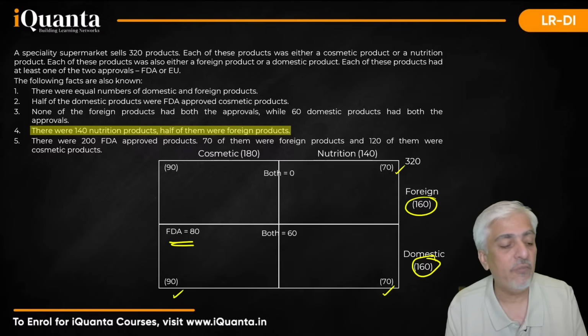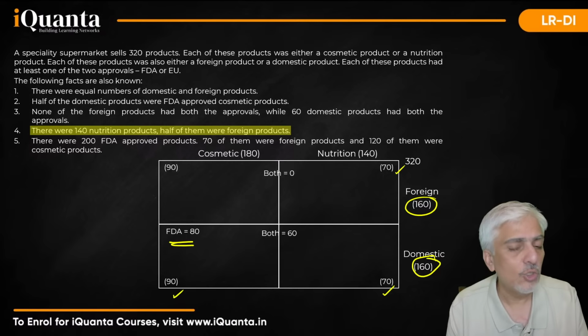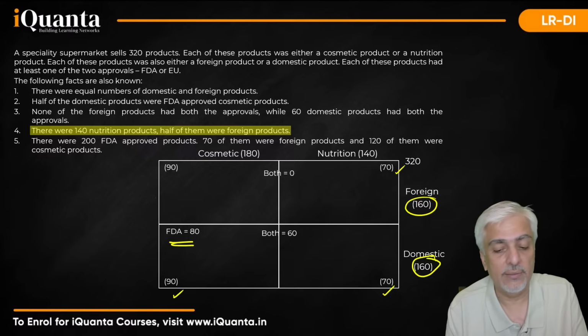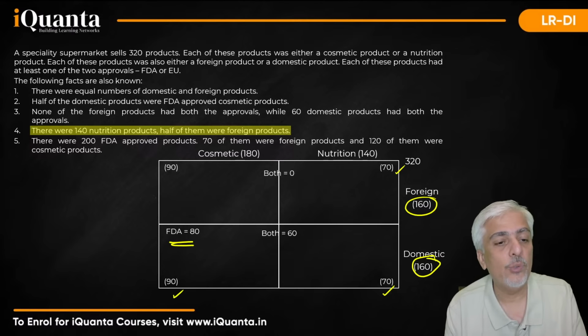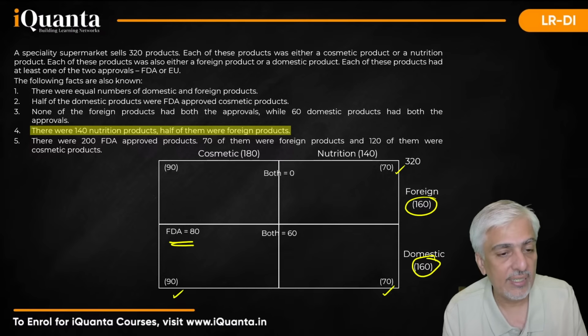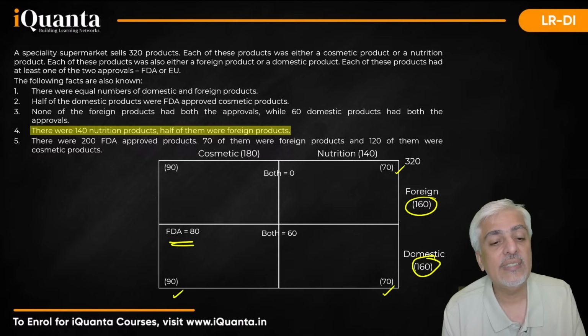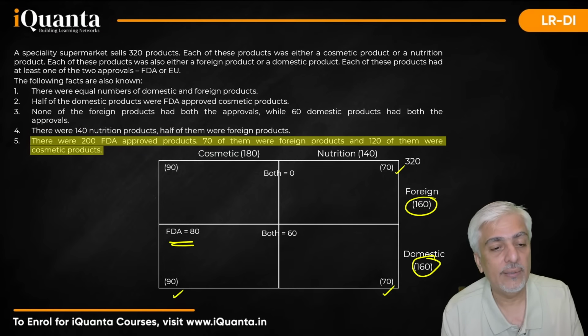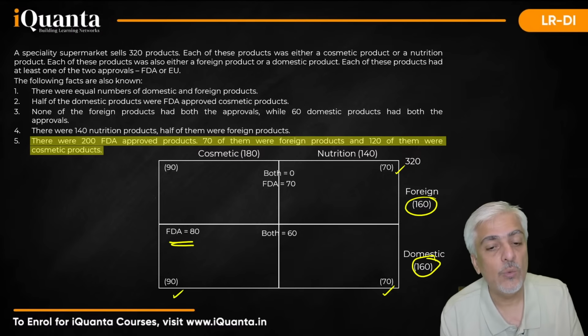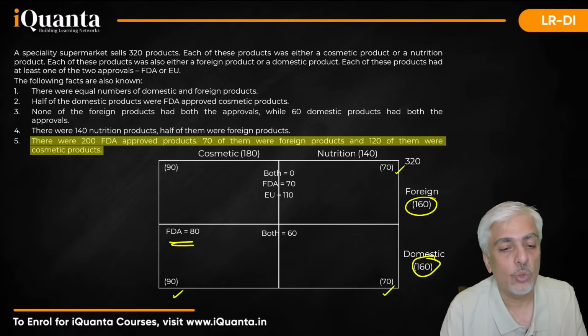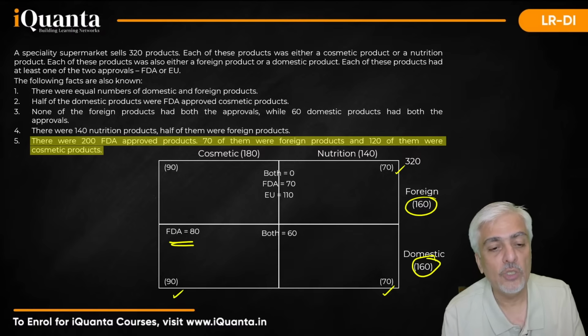There were 200 FDA. There is no name for this kind of table. This is something which I generally make. There were 200 FDA approved products. 70 of them were foreign products and 120 of them were cosmetic products. So FDA type has 200 products. Listen very carefully. FDA approved. 70 are in foreign and 120 are in cosmetic. So FDA 70 over here in foreign and in cosmetic. So EU is obviously 110 because totally there were 140. Okay, because both is 0.